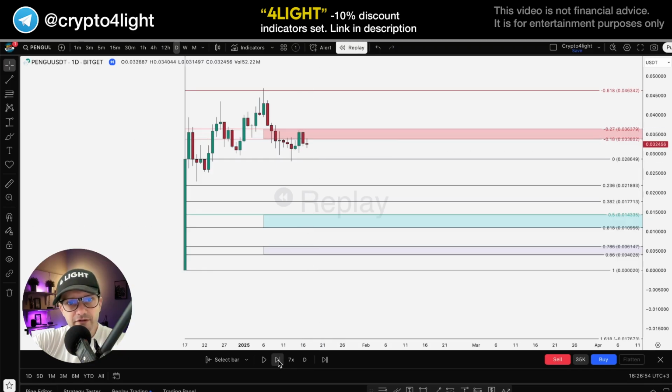All right, so we wait for the target. Of course, it can take a lot of days. Take a look at how the price respects the level. It doesn't respect the level all the time, like this one.